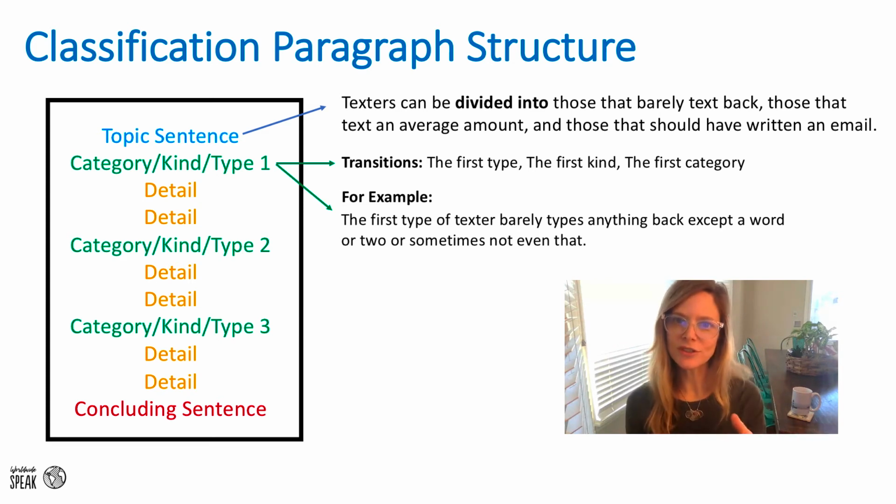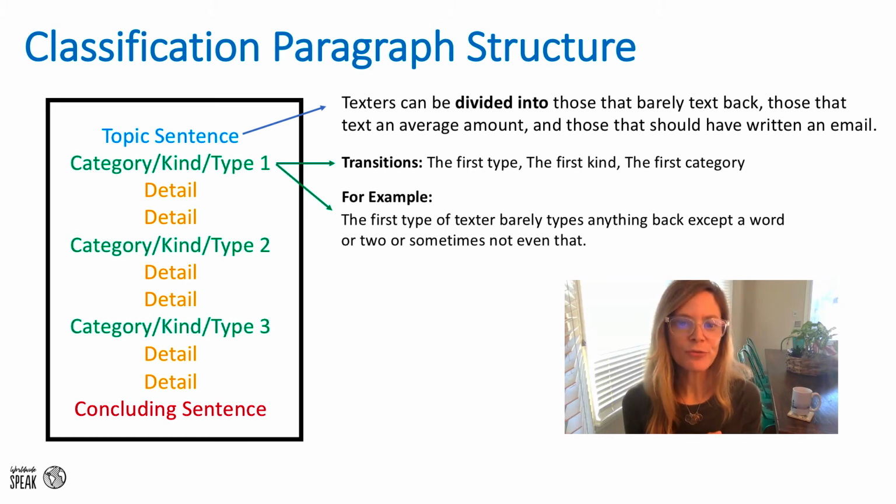And some transitions that we can use are the first type, the first kind, the first category, and then you can also use that with your subsequent or your other types. You can use the second type or the third type or the last category. So let me give you an example here.